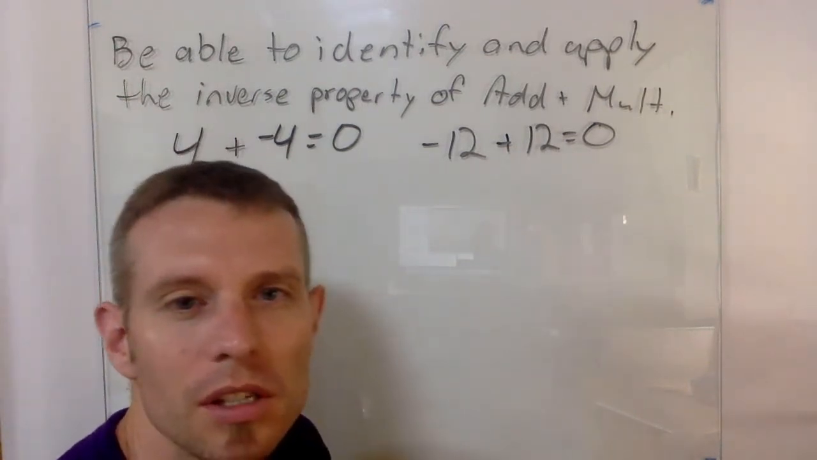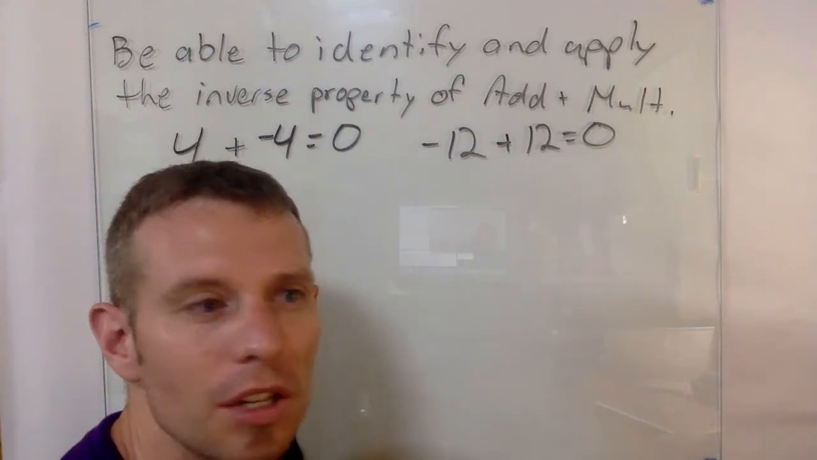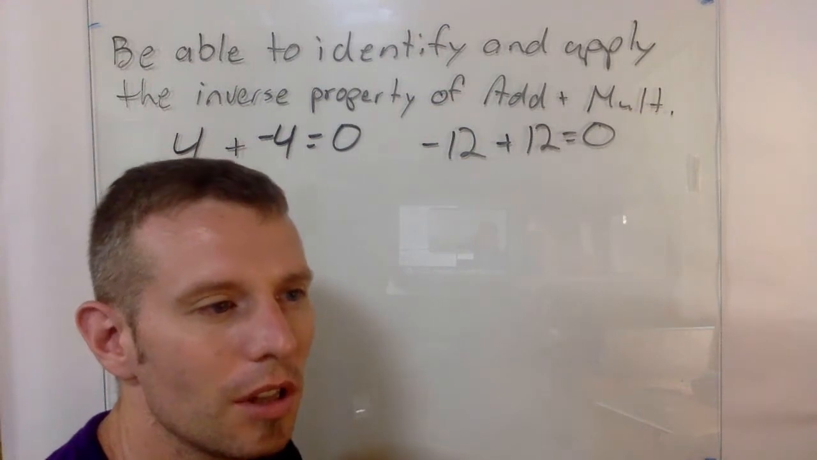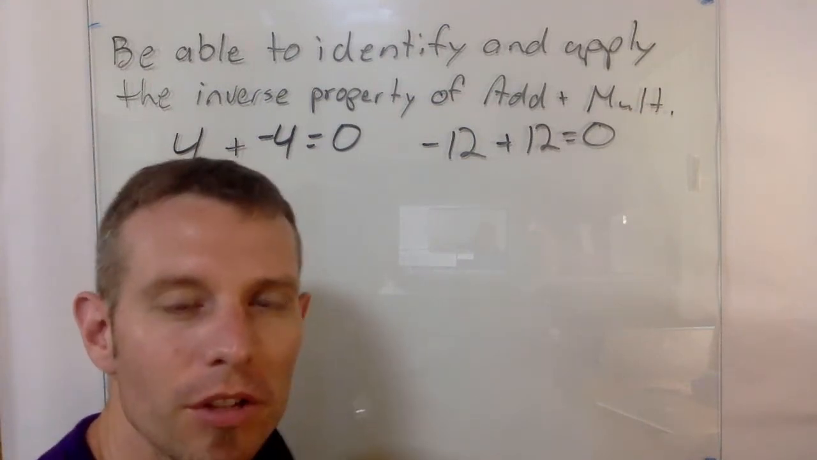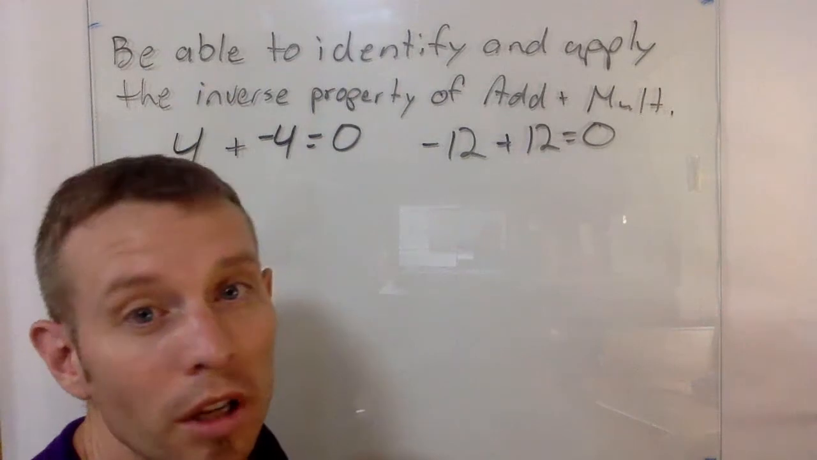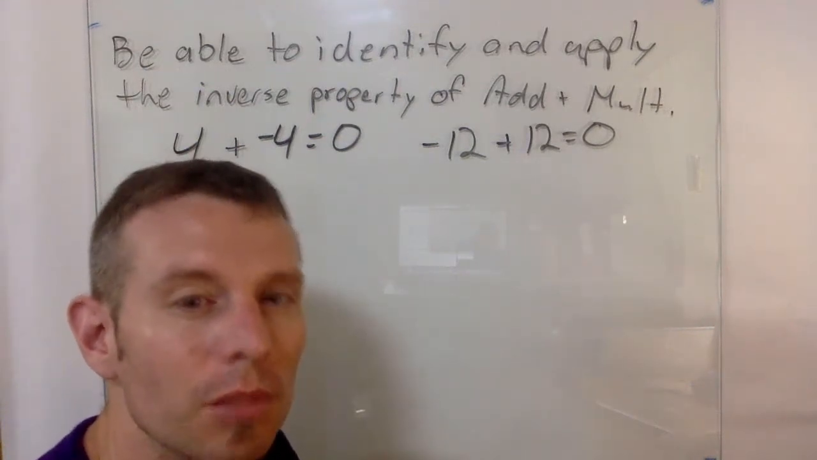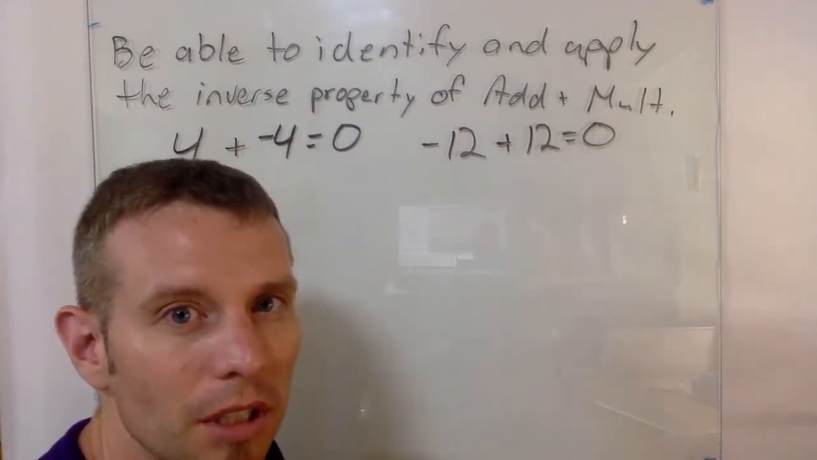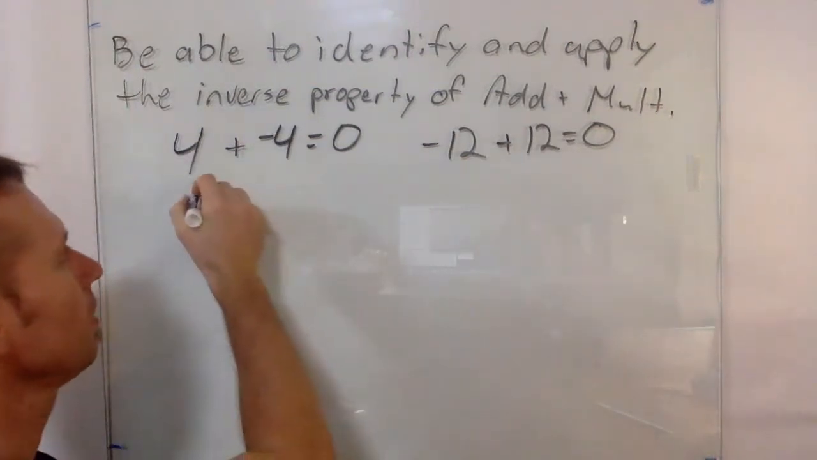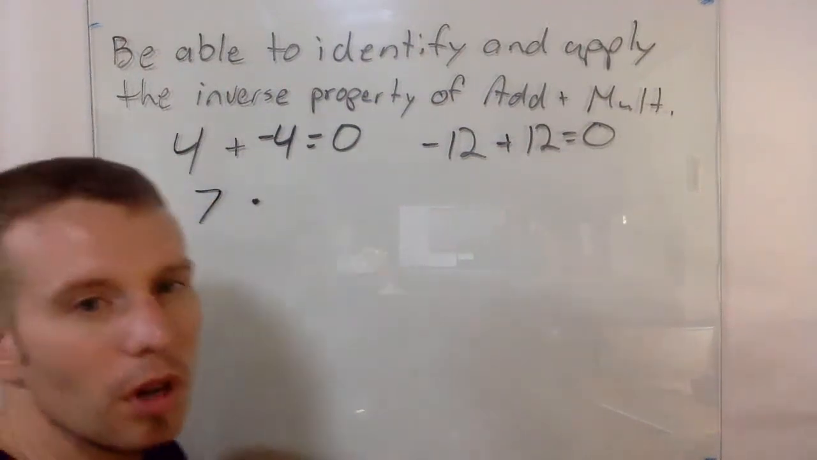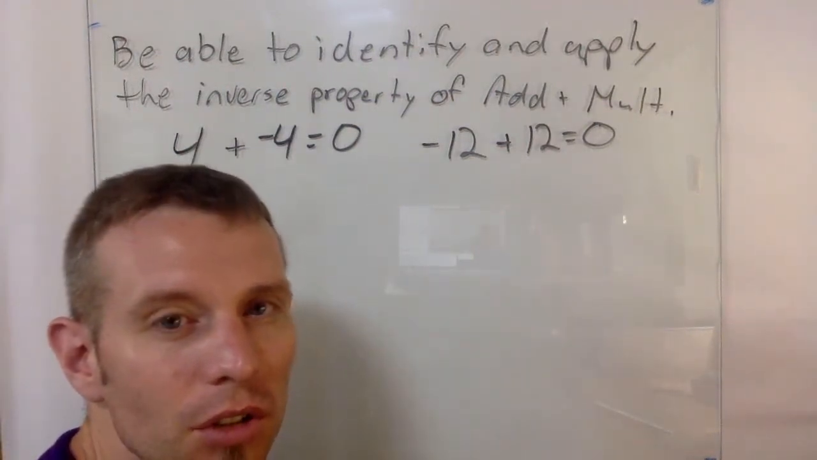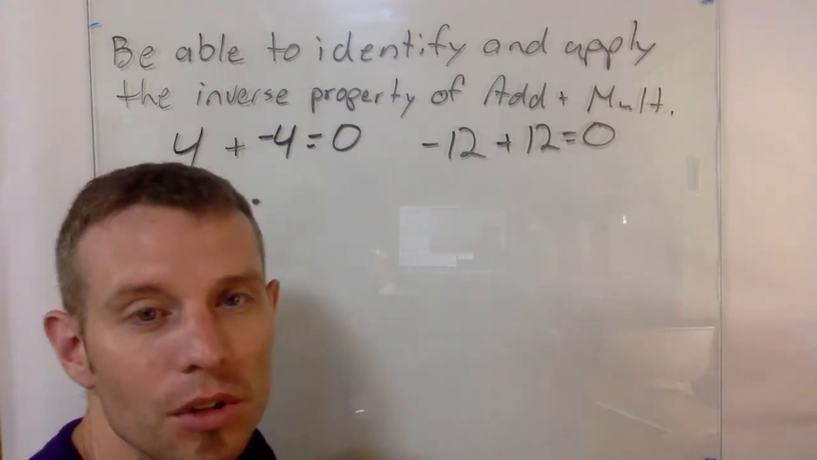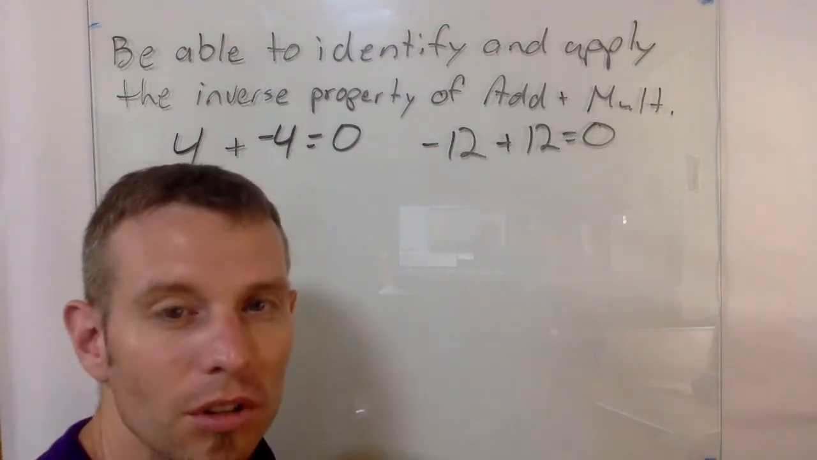Now for multiplication, it's a little different. In order to undo some multiplication, you need to think of what you can multiply times that original number to get to 1. Not to get to 0, but to get to 1 for the multiplication. So for example, if I want to multiply something times the whole number 7, what can I multiply times 7 to get 1? It's always going to be the reciprocal of the number.